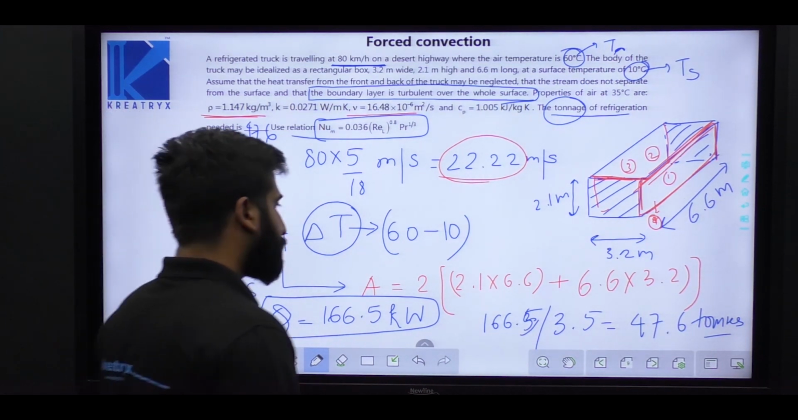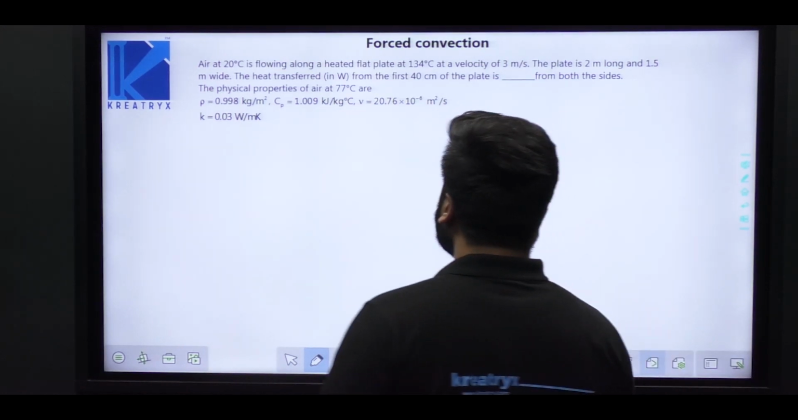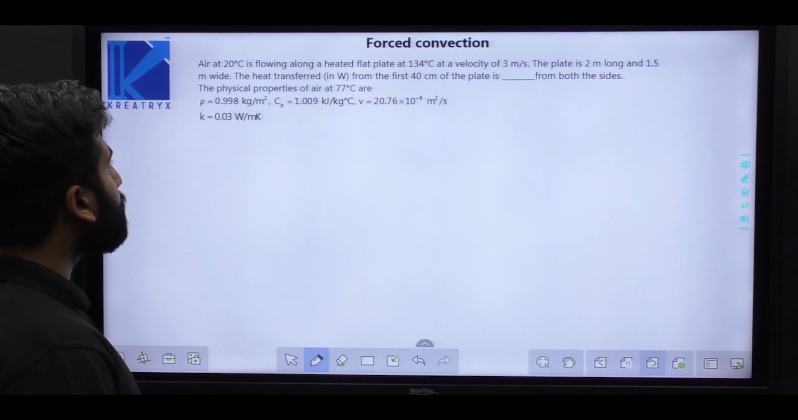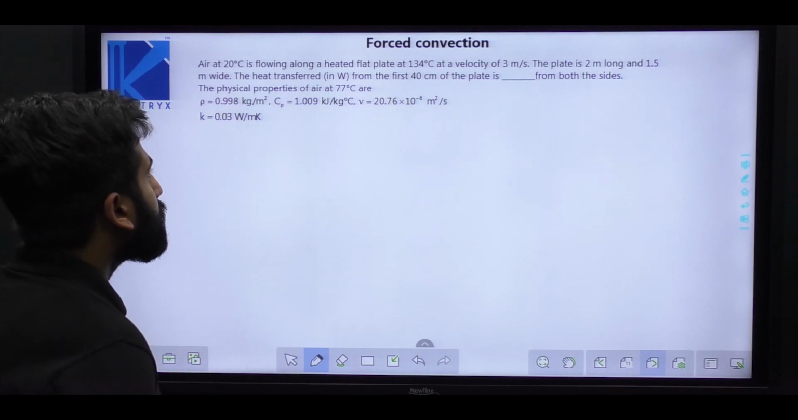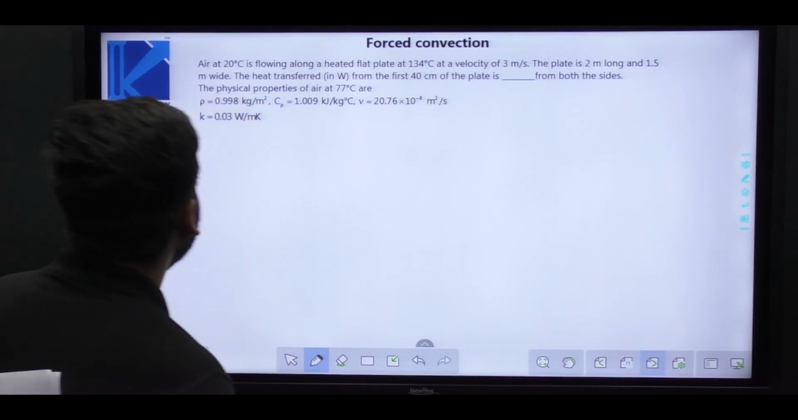Okay. Next question. Air at 20 degrees Celsius is flowing along a heated flat plate at 134 degrees Celsius at a velocity of 3 meter per second. The plate is 2 meter long and 1.5 meter wide.